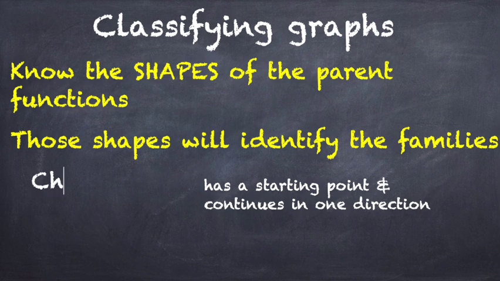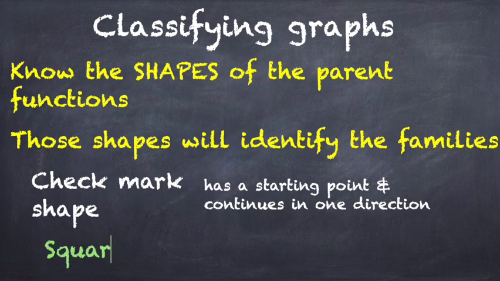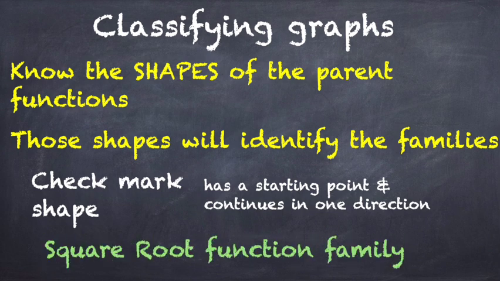Now, we have one more that we need to get, and that is our check mark shape. It has a starting point. It continues off in one direction, and that is our square root function family. So that is what's so cool about that.